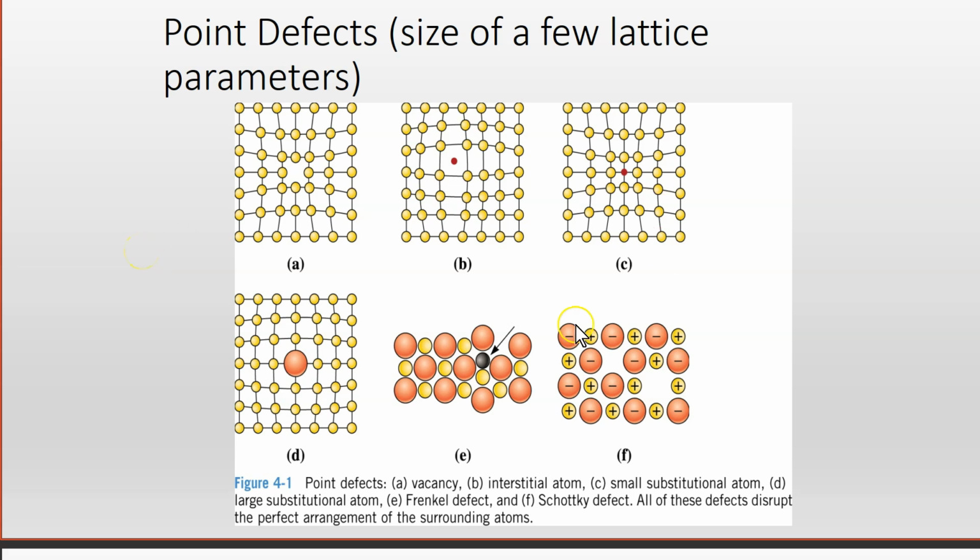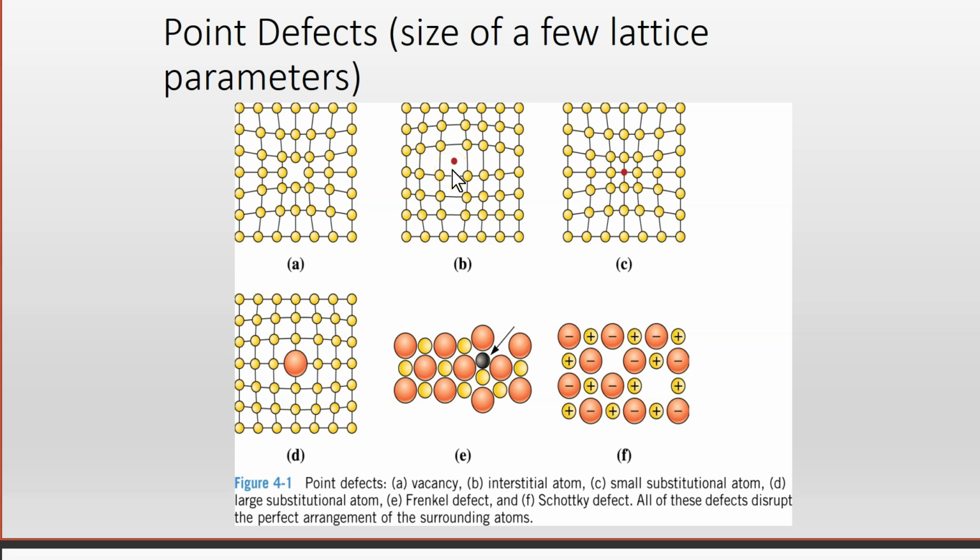Point defects encompass the following types. We can have a vacancy. Notice that the vacancy is a missing atom in a crystal, and it causes a deformation in the crystal. This deformation is called a strain field. The strain field is larger in extent than the actual size of the missing atom, and this indicates that the size of the defect can be much smaller than the effect it has on the overall crystal, and this is important for considering things such as strengthening mechanisms.